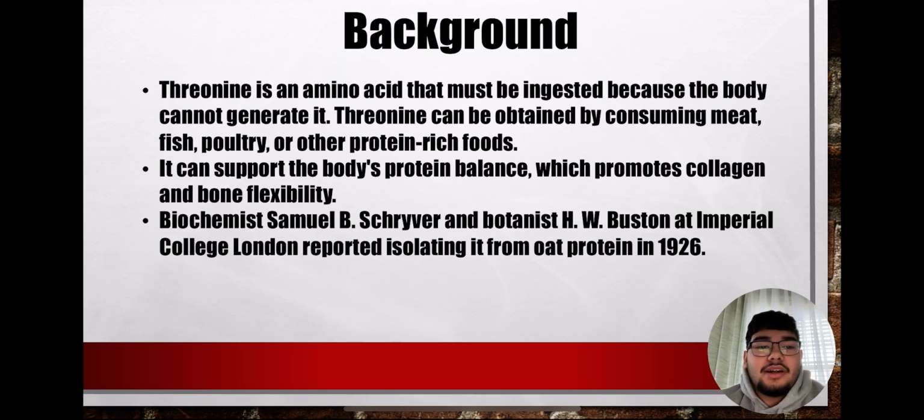So, a little background on it: it's an amino acid that we ingest in our body, and we can only get it by eating protein rich foods like fish, meat, chicken, those type of things, because our body won't generate it on its own. And whenever we ingest it, it'll promote collagen and bone flexibility, which in turn will help with wound healing or repair tissues. And it was discovered in 1926 by a biochemist and a botanist in Imperial College in London.